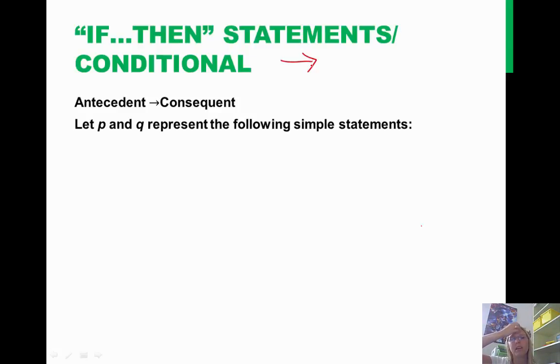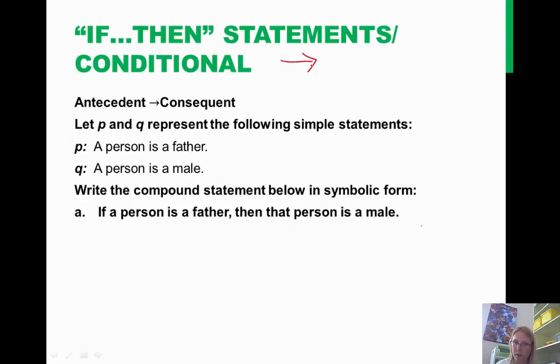So let P and Q represent the following simple statements. P: A person is a father. Q: A person is a male. We're going to write the following statements in symbolic form. Notice we have an if. A person is a father, that's the antecedent, and in this case, a person is a father is P. So I'm going to put P here. Then that person is male. We're going to use the arrow because we have an if-then, and then we're going to have a Q.